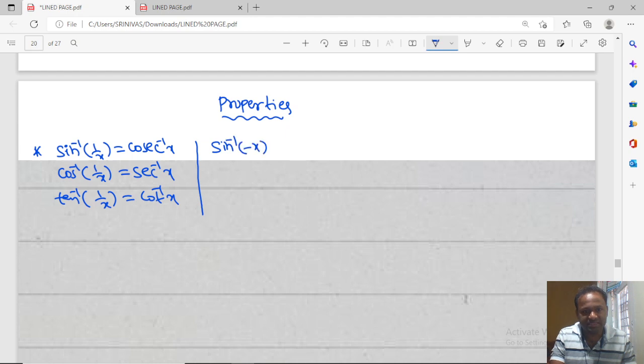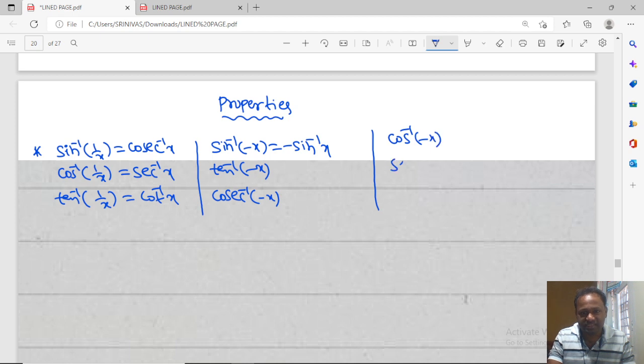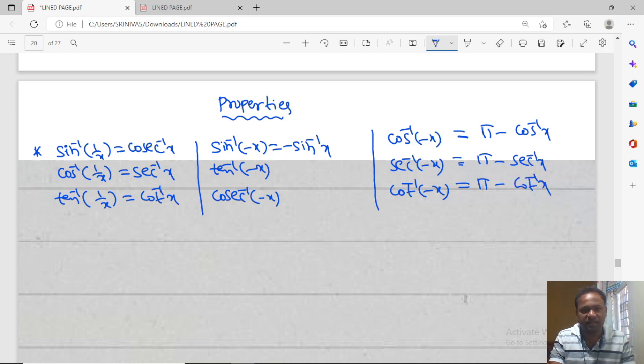Sine inverse of minus x is equal to minus sine inverse x. Just now we have written, I won't write it once more. After sine, what do we get? Tan inverse. After that, cosec inverse. Next, after that, cos inverse, sec inverse, and cot inverse. For all these special cases, what? Pi minus, pi minus, pi minus cos inverse x, sec inverse x, cot inverse x. Here what we get? Minus tan inverse x, minus cosec inverse x.